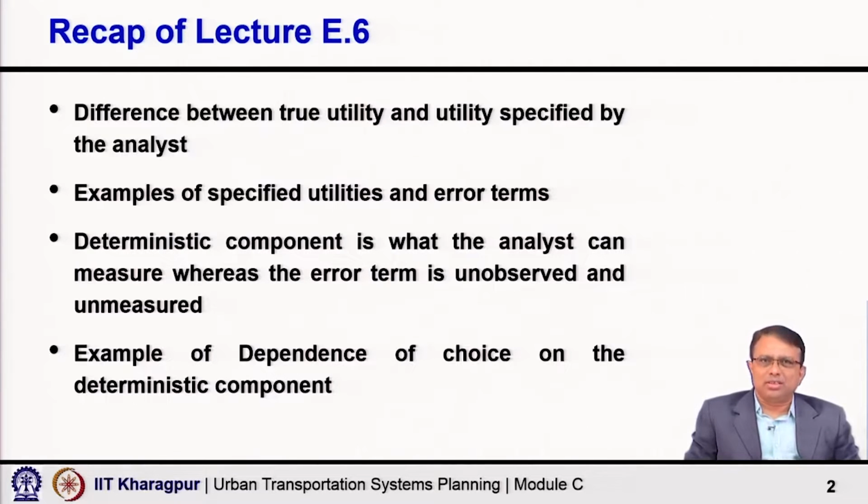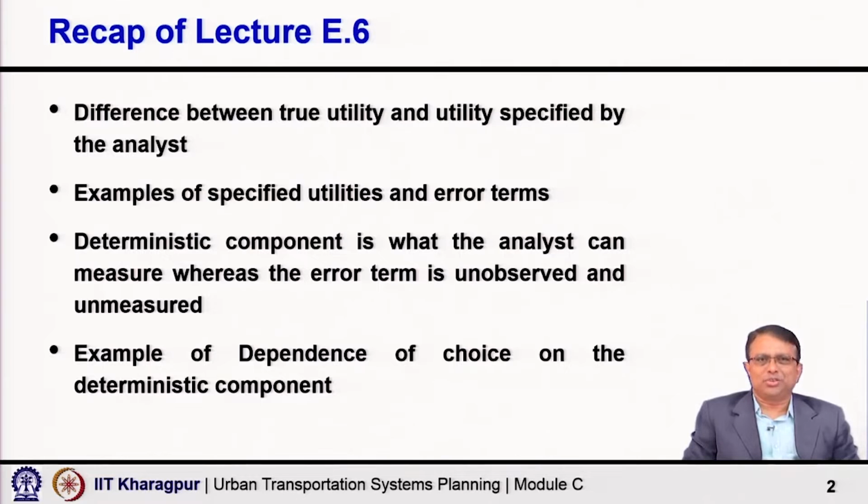We gave you several examples to show how the specified utilities and the true utility could be different and what the error terms are in the corresponding examples. And then we said the true utility is the deterministic component of the utility plus an error term which accounts for all these missing components. This error term is unobserved and unmeasured, follows a certain random distribution, and is a random variable of course. What the analysts can consider is the deterministic component of the utility.